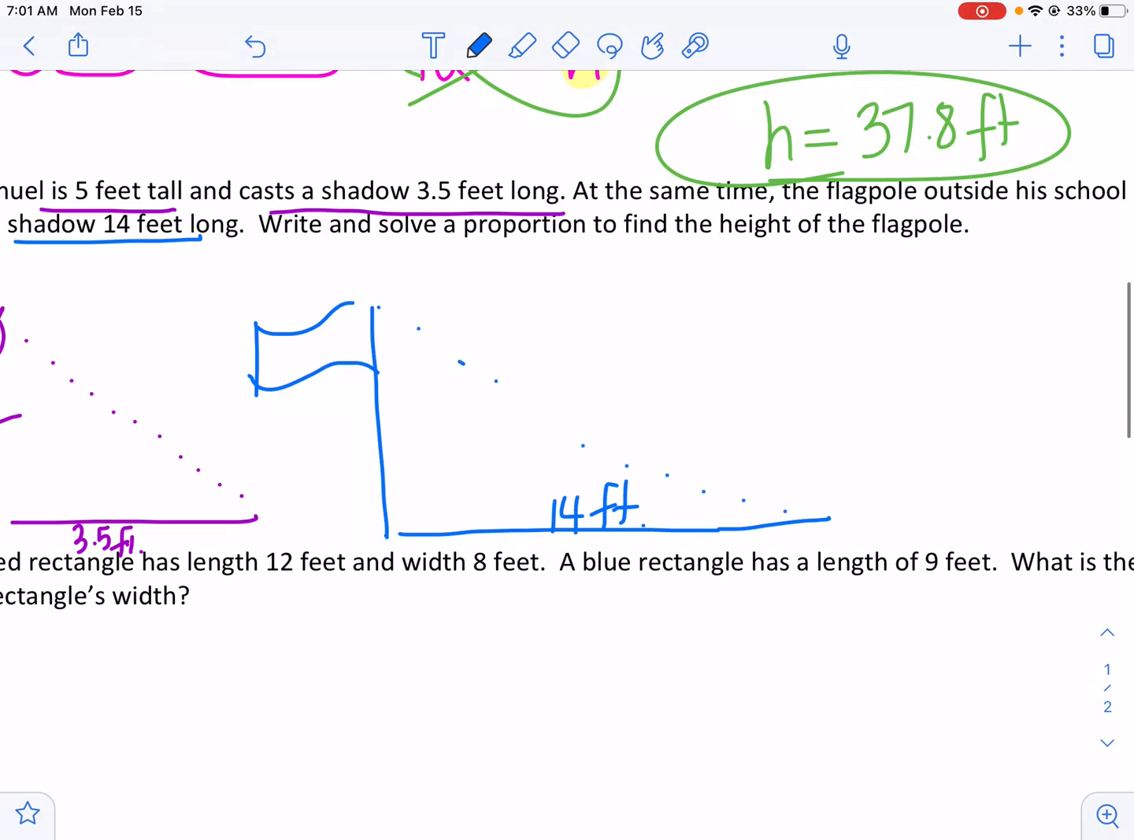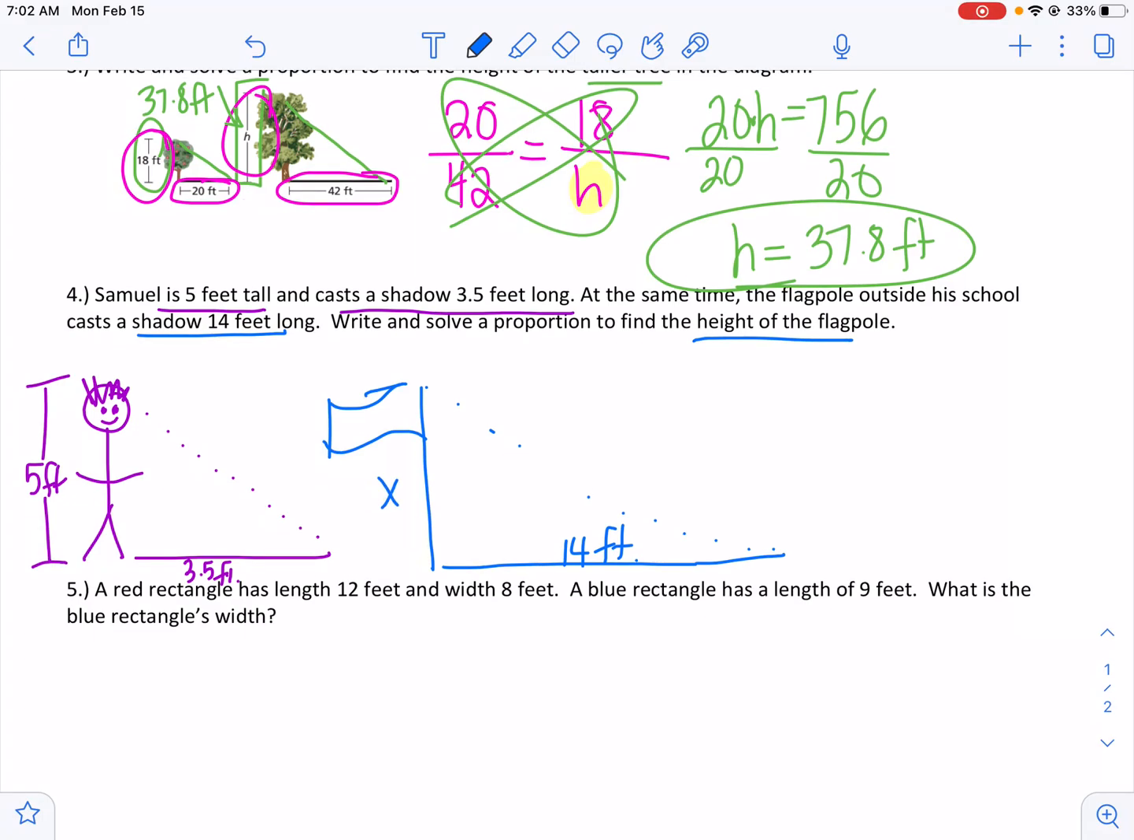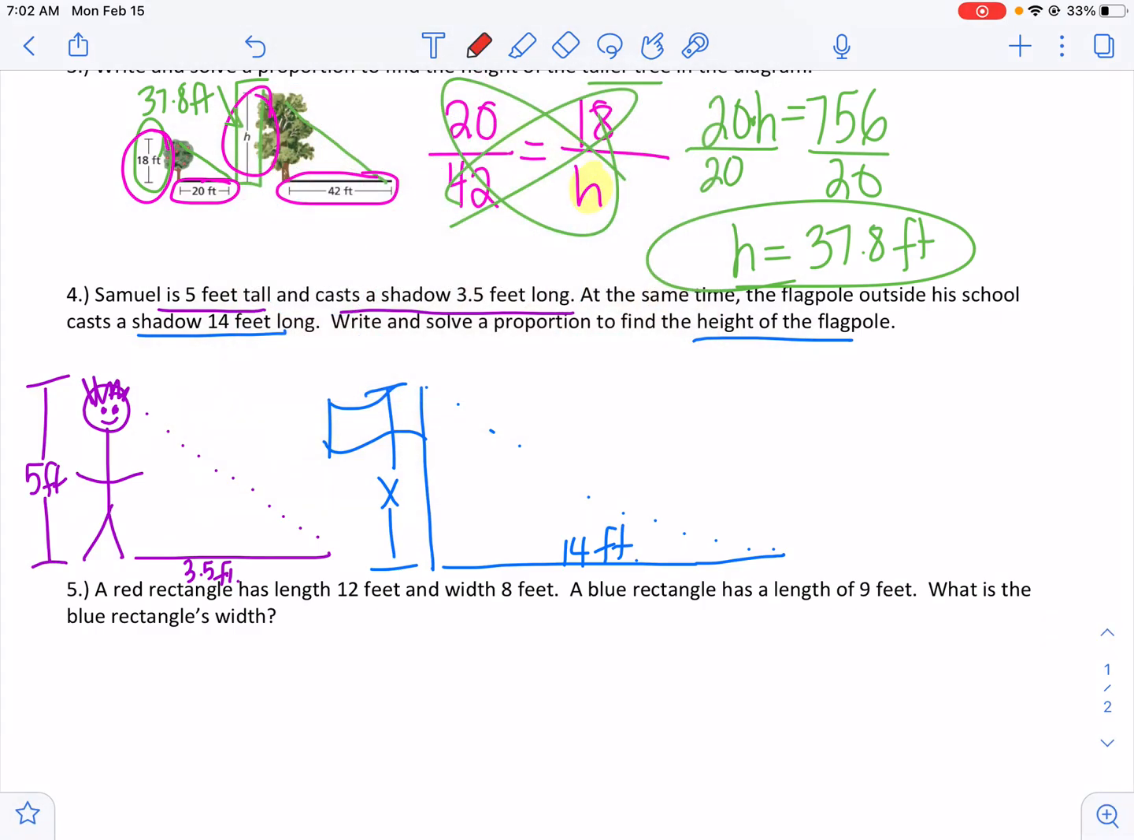Again, a triangle is formed. These are similar triangles. They're the same shape, but different sizes. All right, so write and solve a proportion to find the height of the flagpole. We do not know how tall the flagpole is. So take a minute, pause the video, see if you can make up the proportion. Figure out what sides correspond. Pause it.